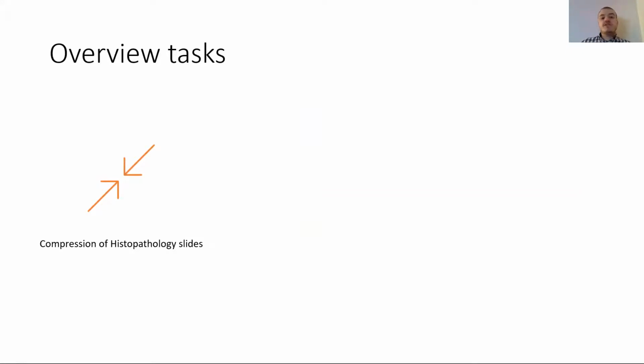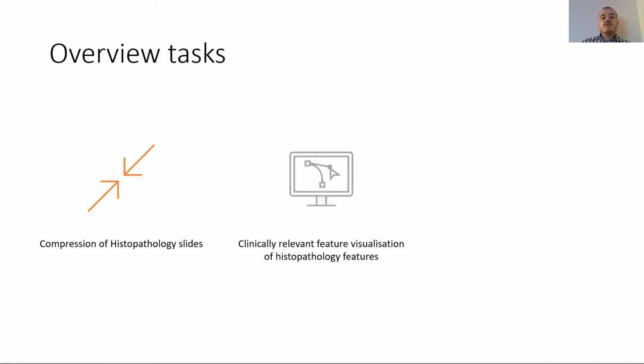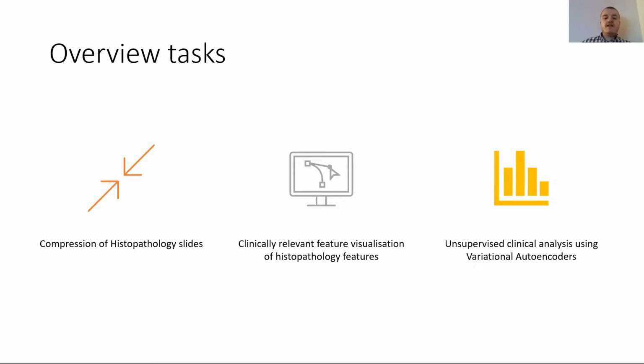So firstly, compressing of the histopathology slides. Can they be made smaller to store without losing clinically relevant information? And this uses a network called the variational autoencoder. Secondly, visualization of clinically relevant features within the histopathology domain. So can clinical features be identified in the histopathology slides, and can they be identified with a variational autoencoder, which can then be used by the clinicians? And finally, unsupervised clinical analysis of the digital histopathology slides using variational autoencoders.